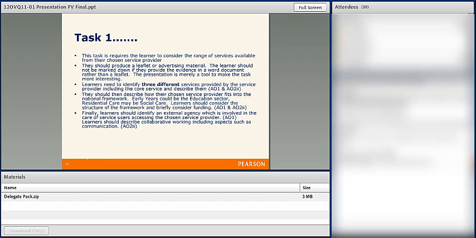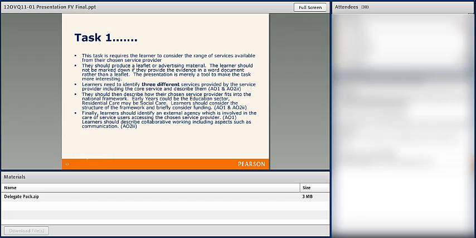Finally, for this task, learners should identify an external agency which is involved in the care of service users accessing the chosen service provider. An external agency would be anybody that is not employed directly by the service provider that you are considering. So, for example, if you're looking at a nursery attached to a school, it might be that the speech therapist comes in to see children, and the speech therapist comes from the primary care trust, or the health visitor comes in and does some collaborative work with the nursery. So they would be some examples of external agencies.